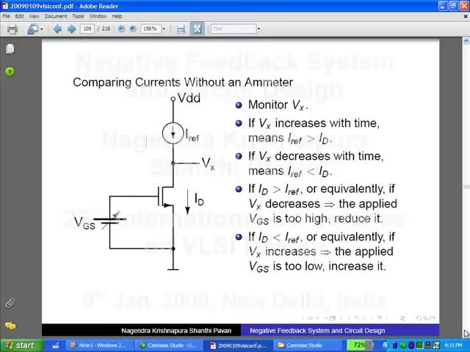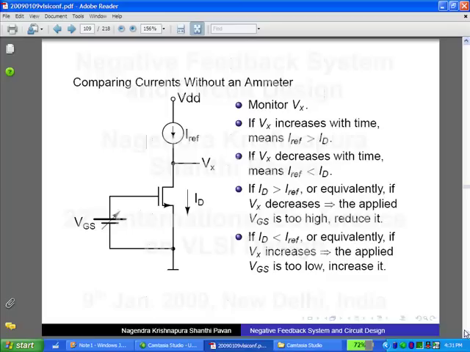So to subtract two currents, what are we doing here? One is of course the drain current of the transistor, and then this is the reference current. I need to compare these two. In other words, I need to subtract the drain current from the reference current. Alright? Now let's look at the potential of this node Vx.